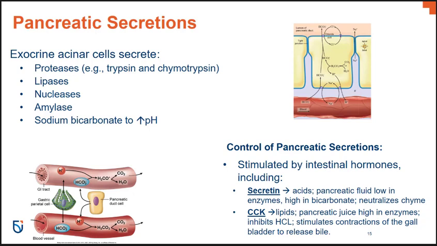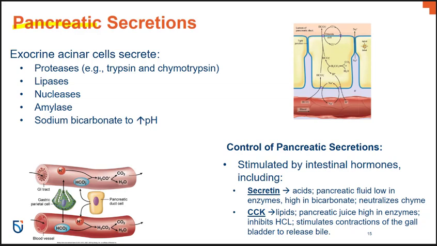Pancreatic juice is secreted by exocrine acinar cells of the pancreas. Although pancreatic juice is mainly water, it also contains various digestive enzymes. All of these enzymes are secreted as inactive proenzymes, as mentioned earlier. The acinar cells of the pancreas produce proteases, lipases, nucleases, amylases, and sodium bicarbonate in order to increase pH. Much of these we've already spoken about.